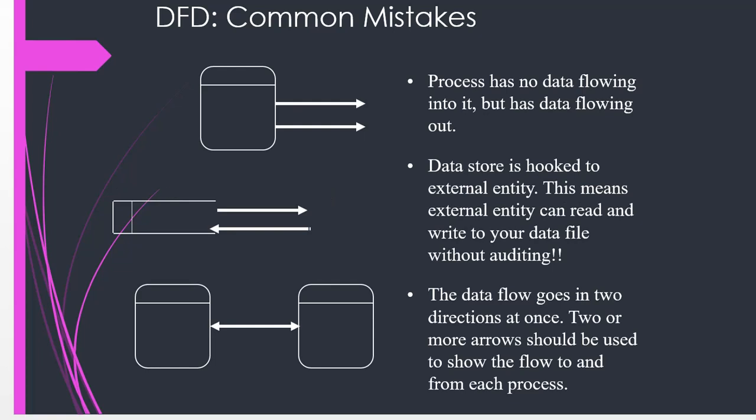Then these are some of the mistakes that people make as they draw their data flow diagrams. So if a process has no data flowing in, remember we said the process should have at least one input and at least one output, but for some reason in this case there is no arrow showing the inputs, but there are arrows showing outputs. So this is a mistake. Then here we've got a data store that is connected directly to an external entity. Remember we said that's also wrong because it can cause a lot of problems. Then we have got bidirectional arrows between our processes. And we said this is wrong because it does not show us the true nature of how data is flowing from one process to another.